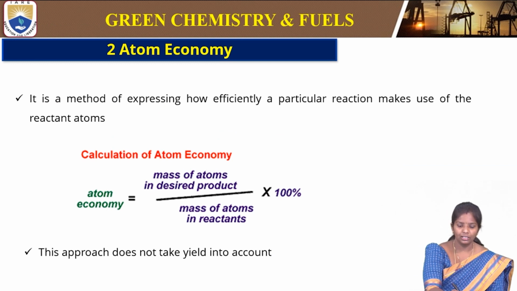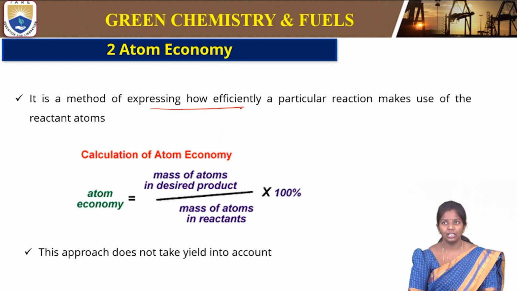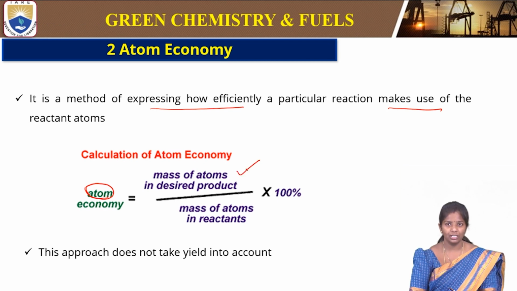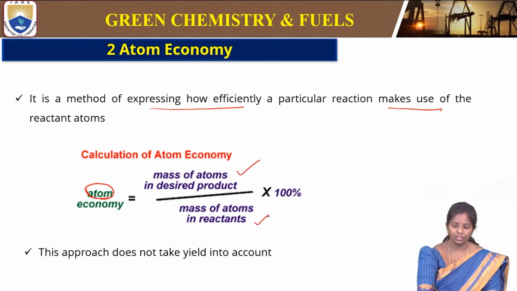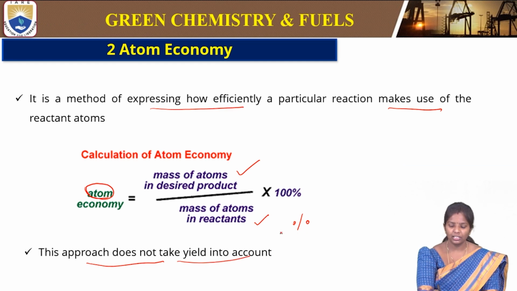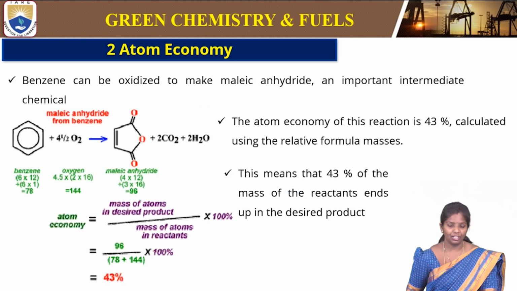So how is it calculated? It is a method of expressing how efficiently a particular reaction makes use of reactant atoms. We are saying atom economy, it means how many atoms are really used up in the reaction. So the mass of atoms in the desired product divided by the mass of atoms in the reactants, into 100, gives a percentage. This approach does not take yield into account. However, atom economy is very important to consider before the process is applied for manufacturing.